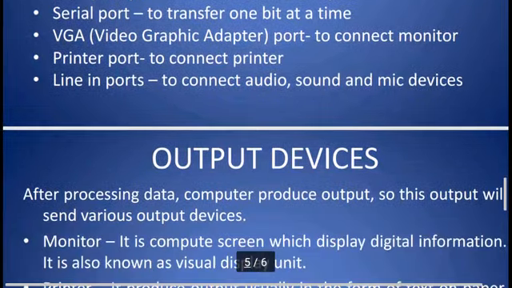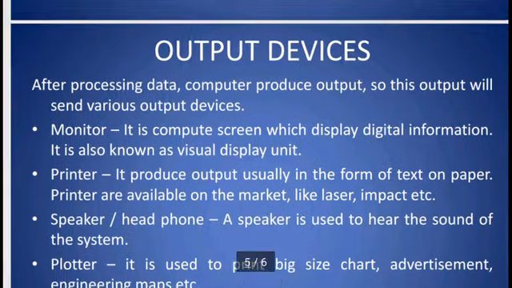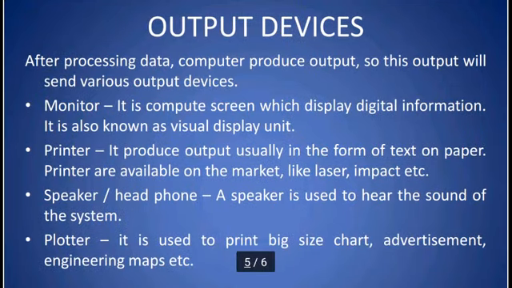Okay, students, the last thing is output devices. Some famous output devices you have already seen, but I want to revise this. After processing data, the computer produces output. This output will be sent to various output devices. After processing we get the result, and this result will be displayed, or we can print it, or we can send it to other places. So output device is important.